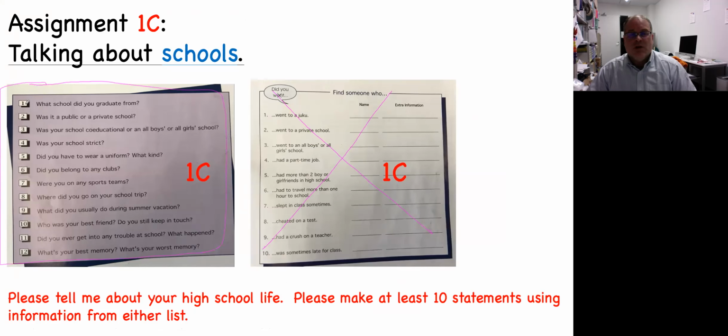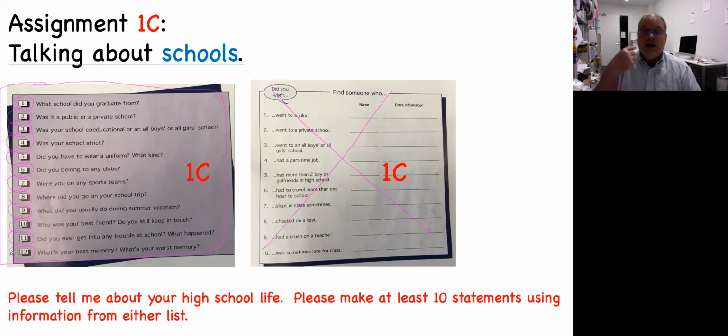So tell me, what school did you graduate from? Was it public or private? Was it co-ed? Was your school strict? Did you have to wear a uniform? Did you belong to any clubs? Were you on any sports teams? Where did you go on your school trip? What did you usually do during summer vacation? Who was your best friend? Did you ever get into any trouble? What happened? And what's your best memory?